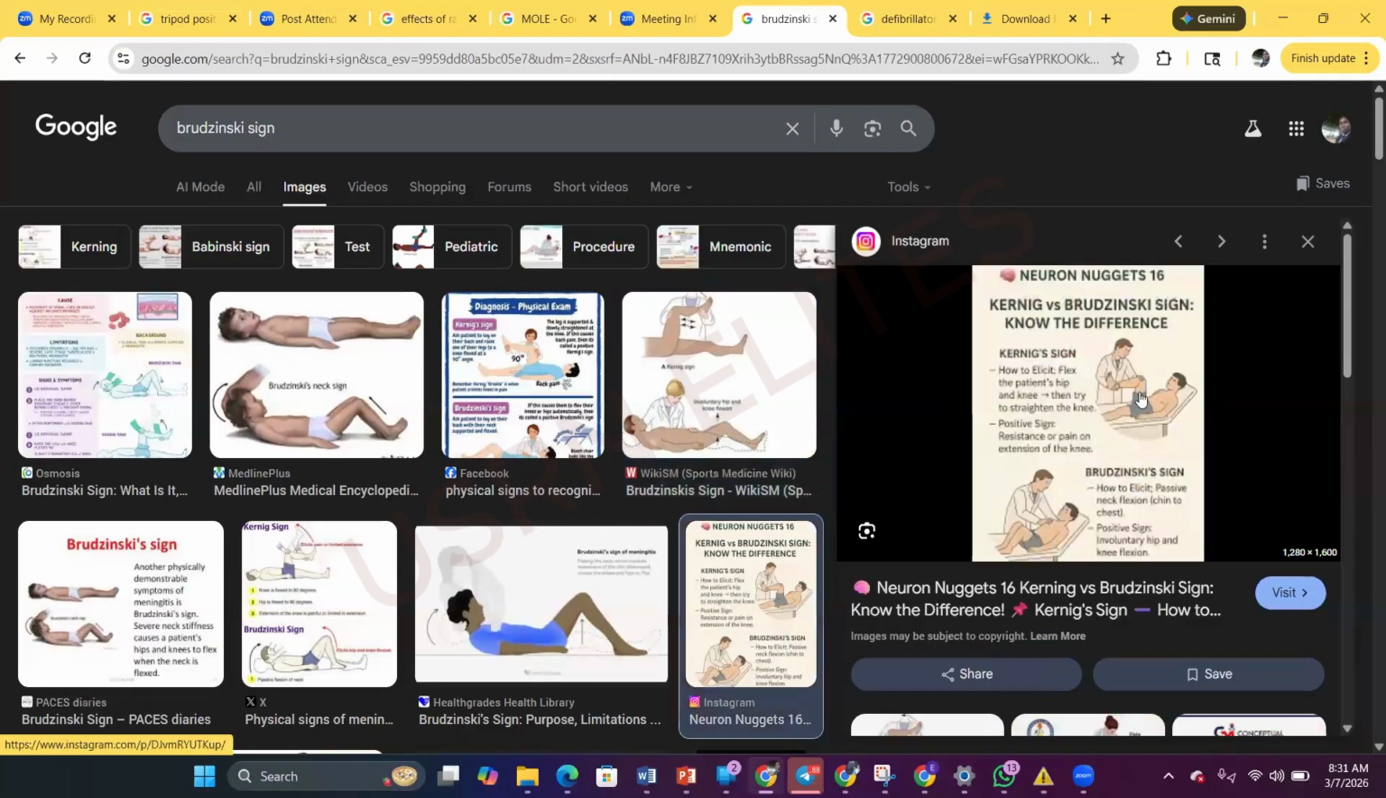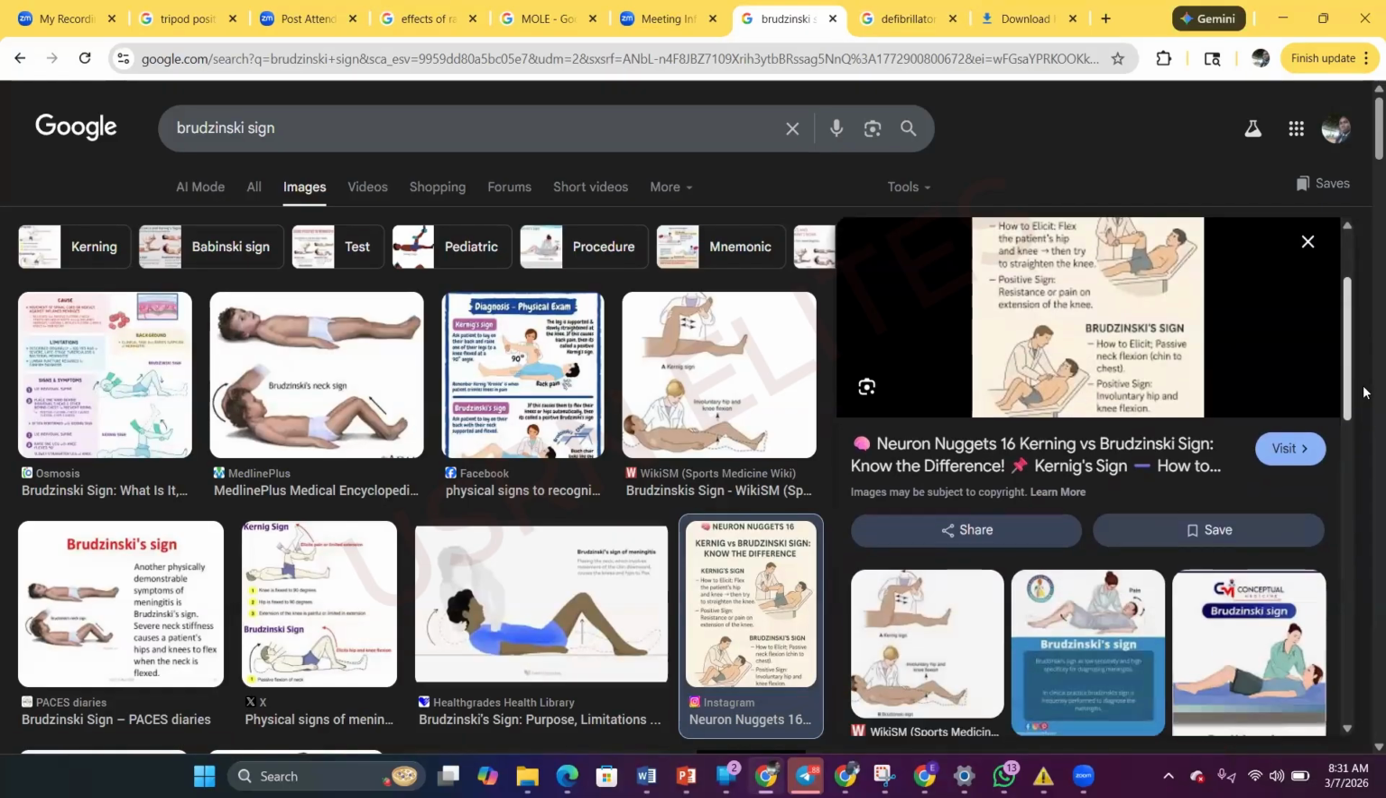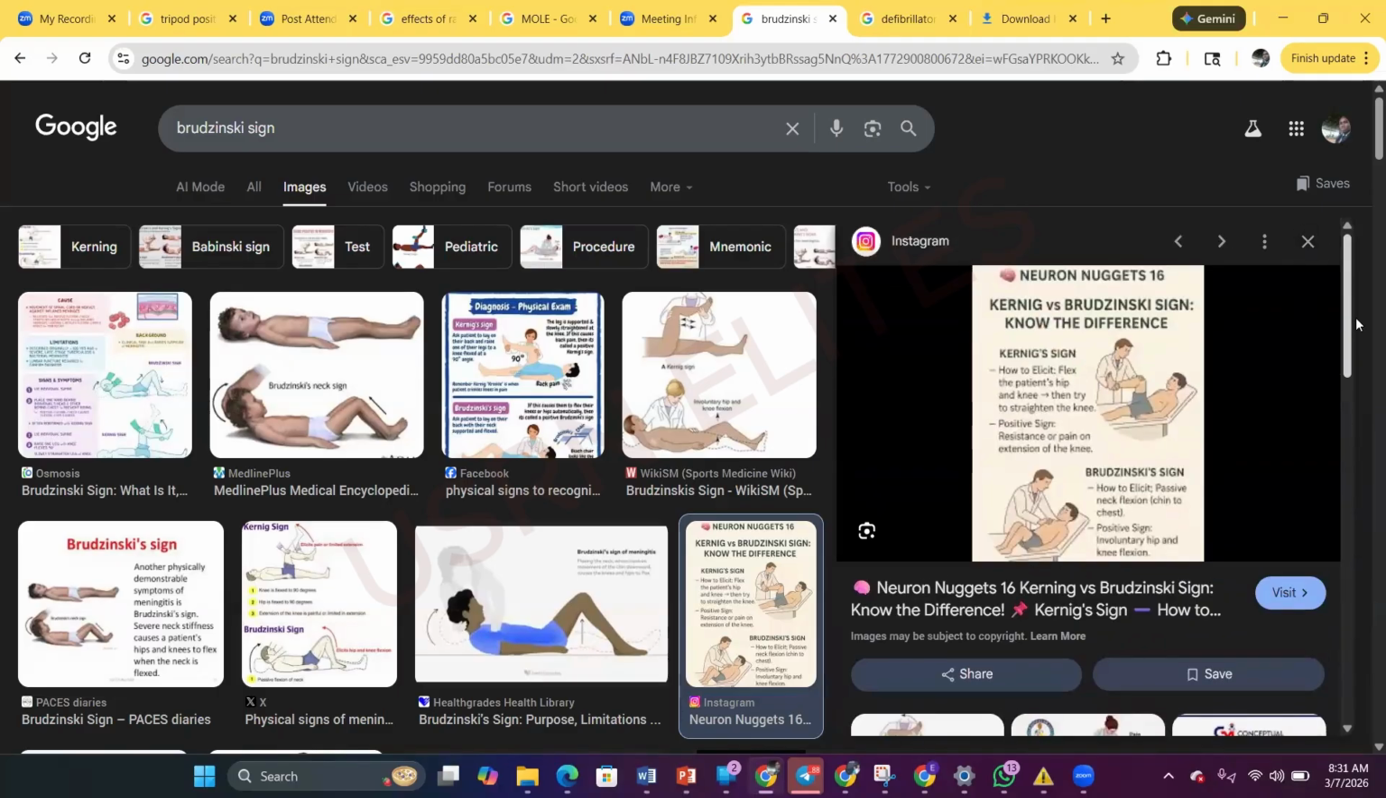So you see, sometimes when you open a picture even like this, it will remain blurred for some time. If the network is strong, then it will clear up. Sometimes it even happens to pictures like this, right? So look at how this person is performing the sign.